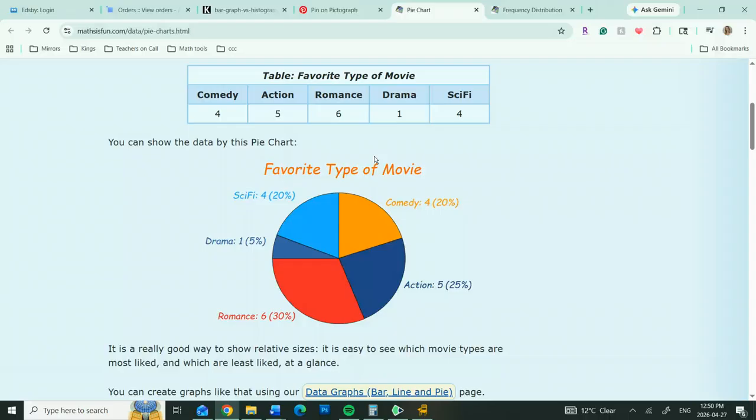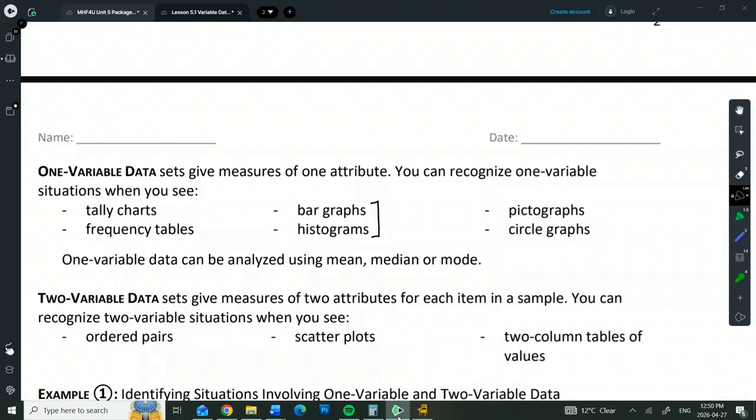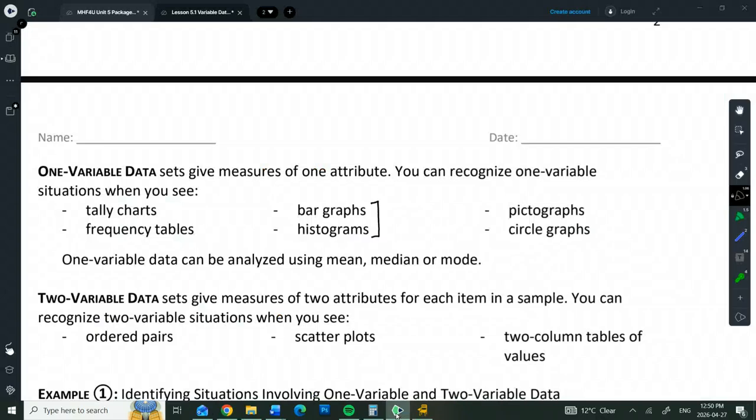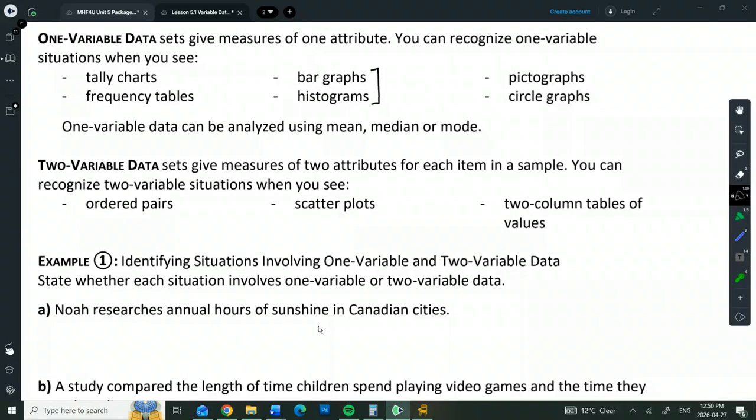So far, so good? Okay, that's for one variable data. You can also analyze one variable data using mean, median, or mode, but there's not too much else that you can do with that other than analyzing the actual data itself and saying, oh, if I'm looking at a pie chart, then 20% of people, their favorite movie out of the people that were tallied was a sci-fi type of movie, right? Obviously, you can take that information from there as well. Otherwise, mean, median, mode.